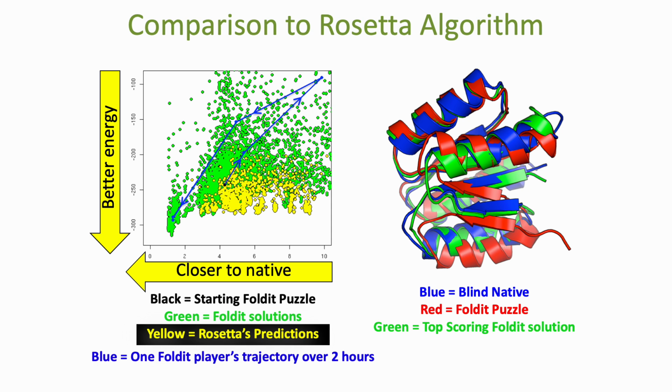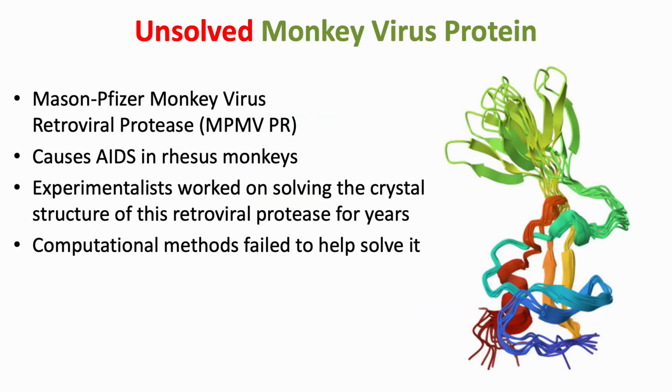So anyway, these were very exciting kind of proof of concept results for us. But what we really wanted to do was apply Foldit to a real world problem. And the Mason-Pfizer monkey virus retroviral protease is a protein that causes simian AIDS in rhesus monkeys. And experimentalists had worked for over a decade to solve the structure of this protein and had been unable to. And there was this model here, which doesn't really look like one model. In fact, it's 10 different models. And it didn't work for them.